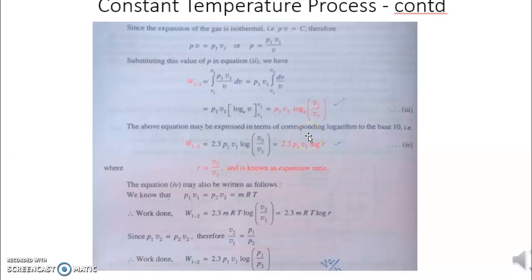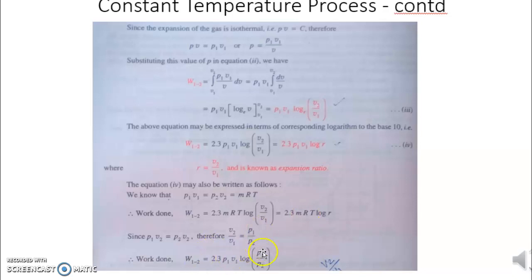Converting to logarithm to the base 10, you can write 2.3 P1V1 log V2 by V1, where V2 by V1 is written as R. R is the expansion ratio, final volume by initial volume. You can write this equation also in another form. Instead of P1V1, you can write mRT, because the general gas equation gives P1V1 equal to mRT. So W1-2 is also equal to 2.3 mRT log R. If we don't know the values of volume, we can use this.